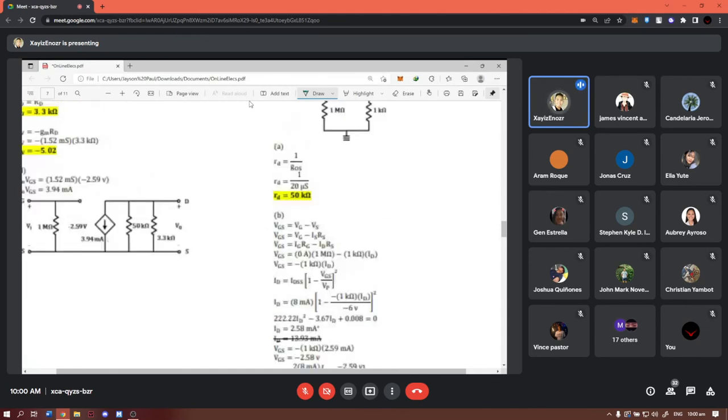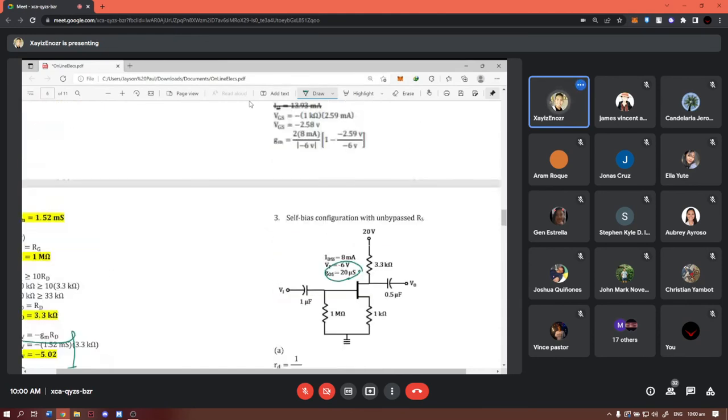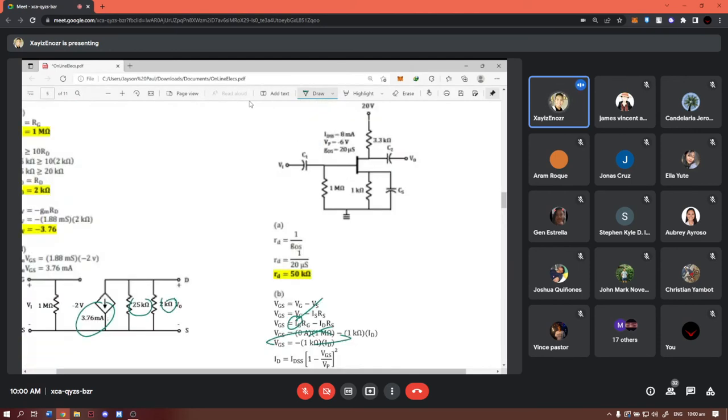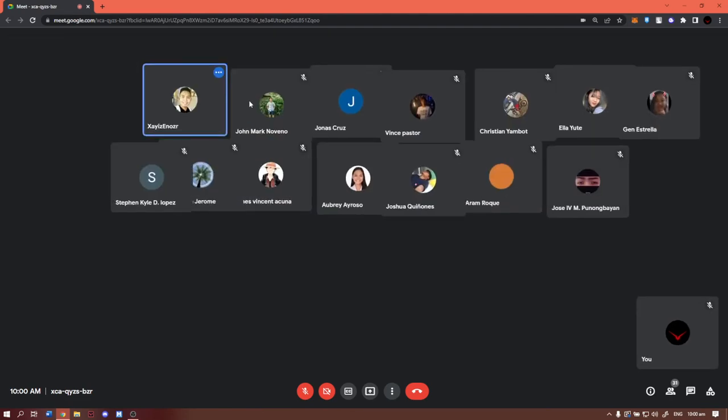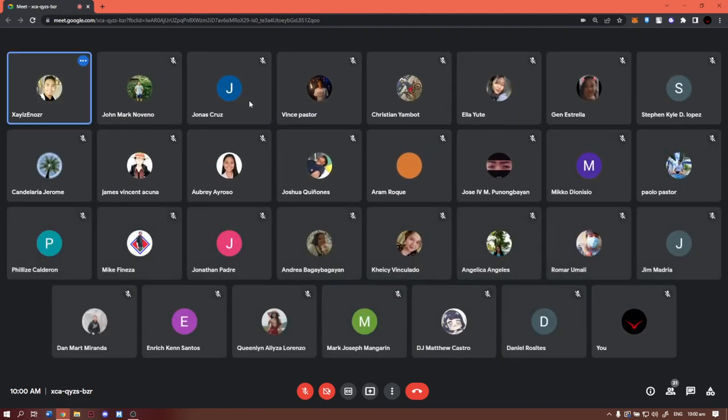So may question ba kayo about different configurations ng common source FET amplifier? May tanong ba kayo? Sir, baka po kasi may magtanong pa. Ako po, sir, wala po. Baka po sa iba meron. Okay na kayo? Sir, i-upload niyo po ba yung file na yan? I-upload ko naman. I-discuss natin, makita nyo, marireview nyo rin naman siya.